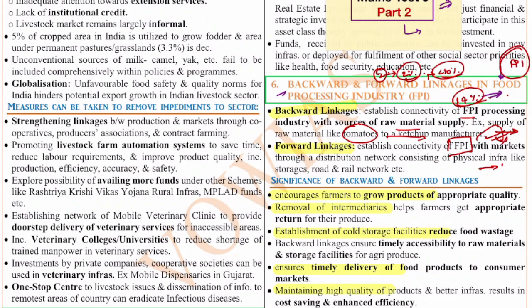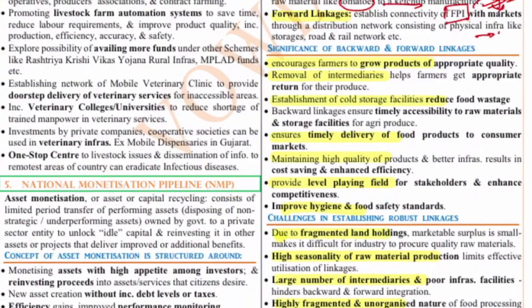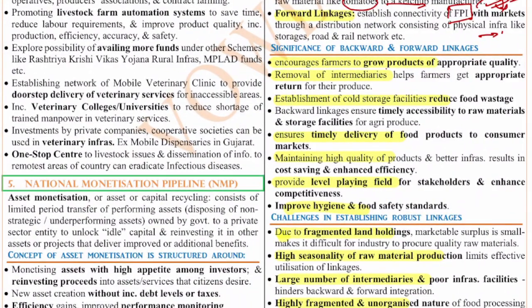Now, what is the significance of this? It has great significance. The first is that it encourages farmers to grow products of appropriate quality, because they are very clear that the industry wants specific quality. This will help the farmers have a clear picture about what the industry needs, and the farmers will produce according to that need. Next is removal of intermediaries. There will be no intermediaries between the farmer and the industry.